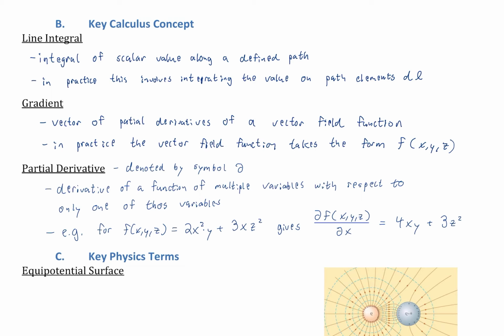So for example, if I have a function of x, y, and z, that's 2x squared times y plus 3xz squared, well, then I take a partial derivative of that function just with respect to x, shown here, then y is a constant, and so is z. So the only thing I actually have to take the derivative of is the x. Then my 2x squared y term becomes 4xy, and the other term just becomes 3z squared. That's the idea of a partial derivative. We'll be doing that in the one example.